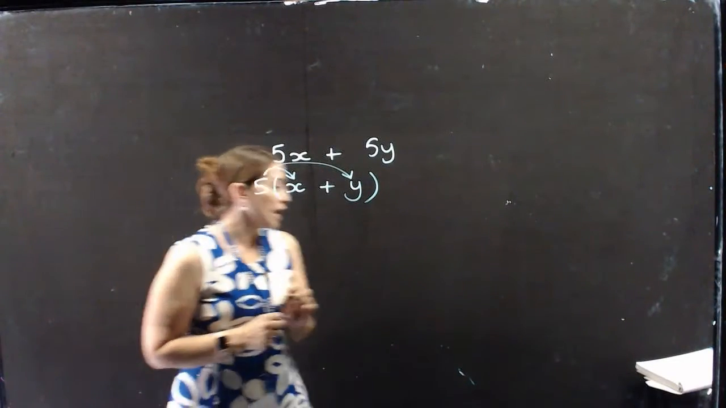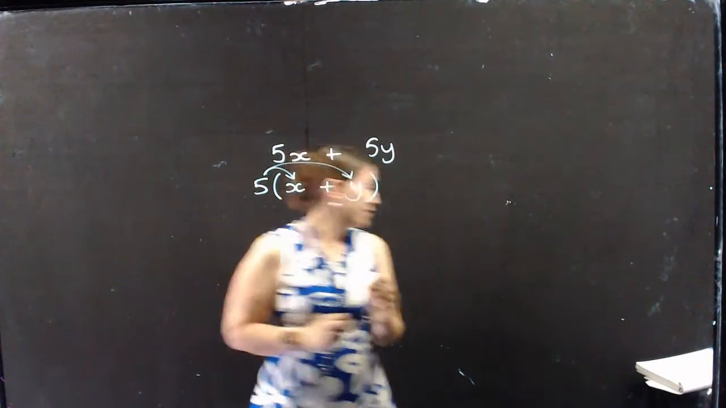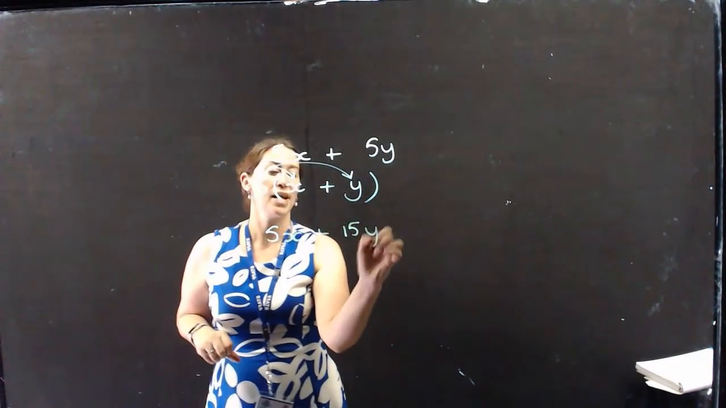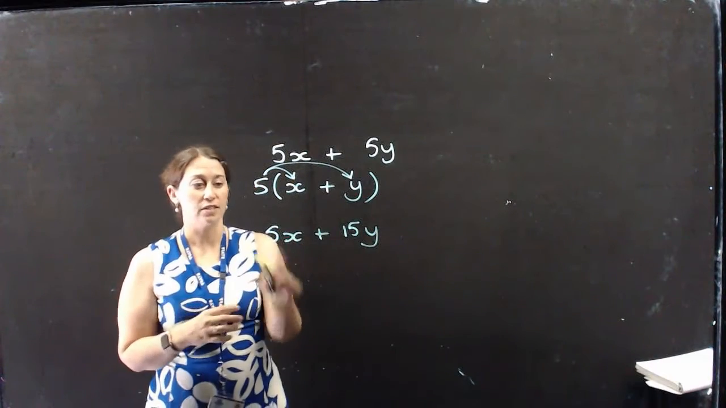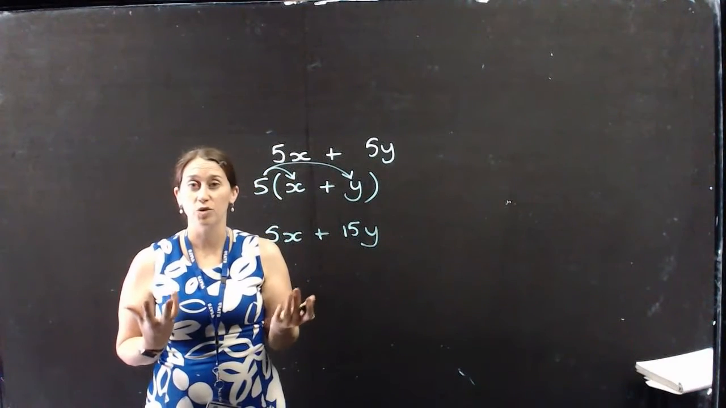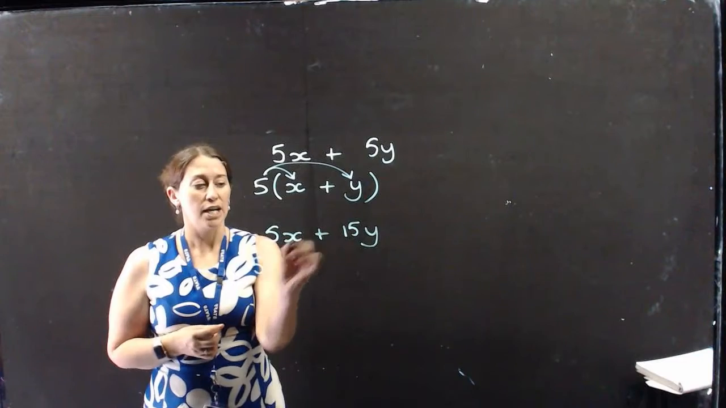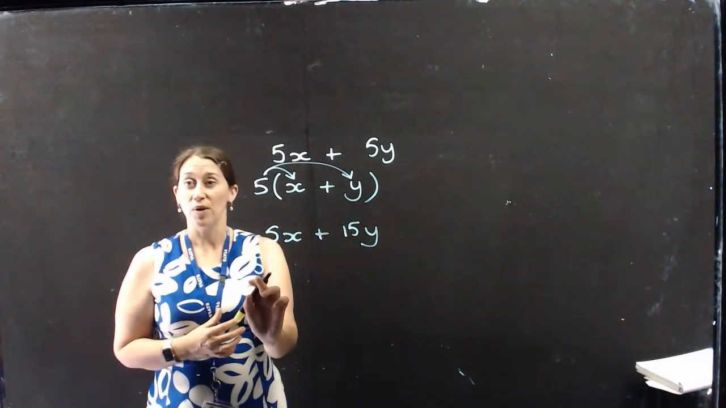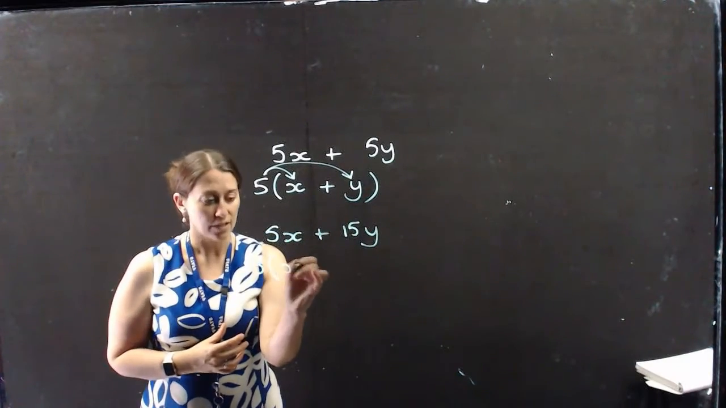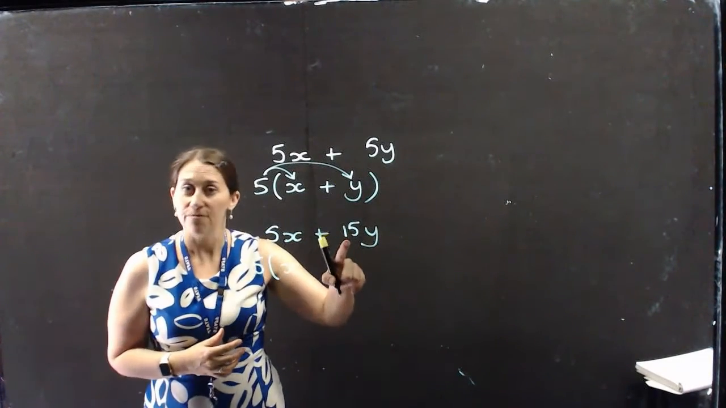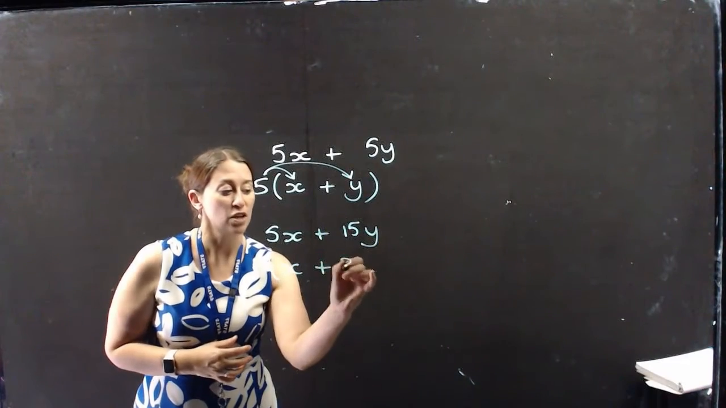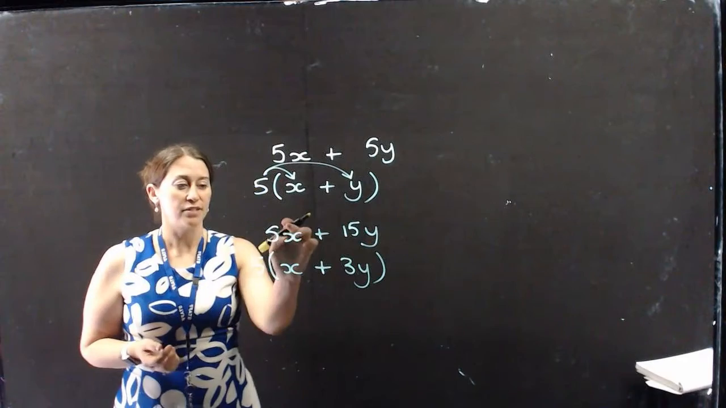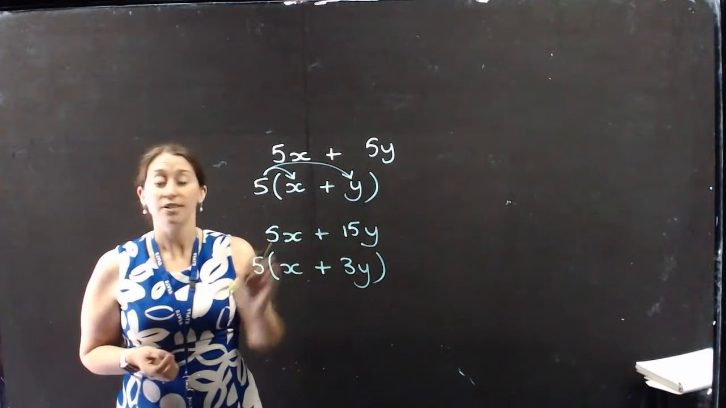Done. Okay, let's factorize 5x plus 15y. Let's look at the coefficients first, 5 and 15. The highest common factor between both those numbers is 5. They don't have a variable in common, so we just close the bracket. What do we multiply the 5 by to give us 5x? x. What do we multiply the 5 by to give us 15y? It's got to be positive 3y, and we check by expanding. 5 times x is 5x, 5 times 3y is 15y.